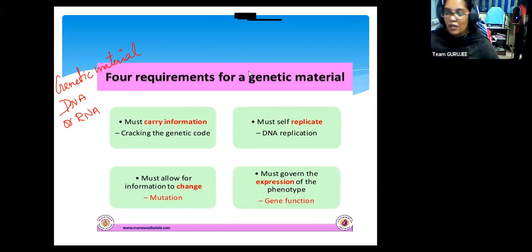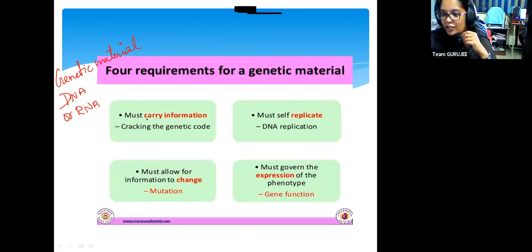Okay. So what are the four requirements of genetic material? It must carry information from one generation to another generation. That is the main property of genetic material. Whether it is DNA or RNA, the first property is that it should carry information from one generation to another.